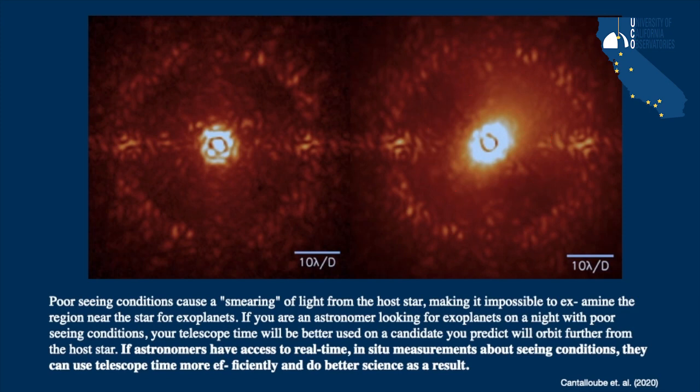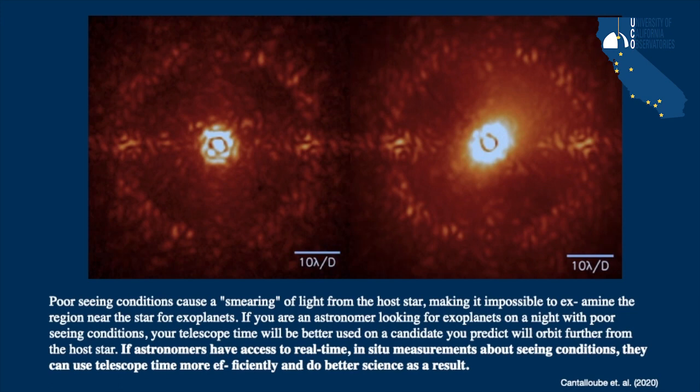So if you're looking for exoplanets via high contrast imaging, where you're trying to directly take a picture of the exoplanet itself, it's going to be really difficult to find an exoplanet on a night of poor seeing because of this smearing of light. So if astronomers are able to know ahead of time what the seeing conditions are at their telescope, they can use their telescope time more efficiently. Hence, you could switch to looking at a different target where you expect an exoplanet might be orbiting at a slightly larger orbital radius. This is just one really specific example of why it's important for astronomers to know the atmospheric conditions at their telescope site, another application being queue-based observing.